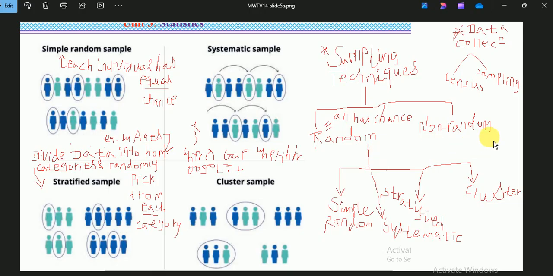Non-random sampling is the opposite of this. Under random or probability sampling, we have four main examples: simple random sampling, systematic random sampling, stratified random sampling, and cluster random sampling. What is their difference? In simple random sampling, each member of the population is given an equal chance to be included in the sample. Equal chance.